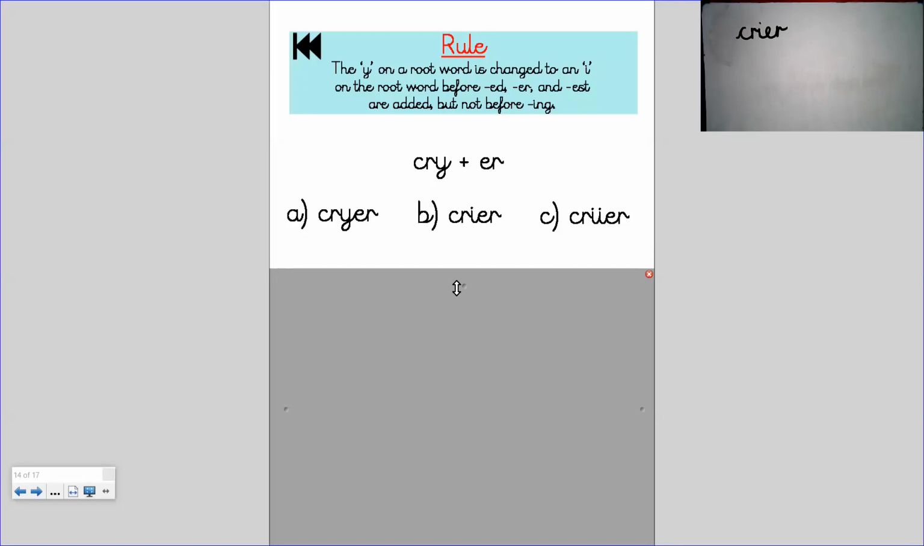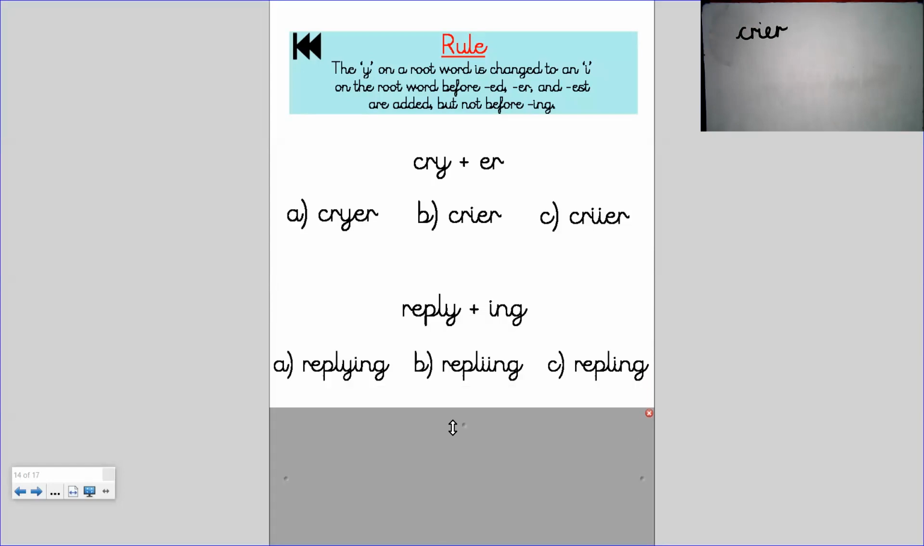Next one, we've just got two to look at. So our root word is reply. We're adding on the suffix ing. What is the correct spelling of that new word, replying? Is it A, B, or C?